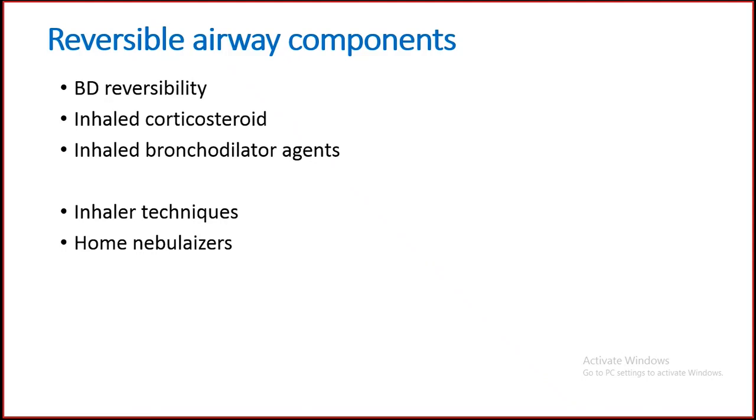For example, if FEV1 is less than 30% in cystic fibrosis, that is a very clear indication for lung transplantation. If there is any evidence of reversible airway disease, we can use inhaled corticosteroids and some inhaled bronchodilator agents. We use inhaled bronchodilator agents regularly as a facilitator for airway clearance if there is any reversible component.